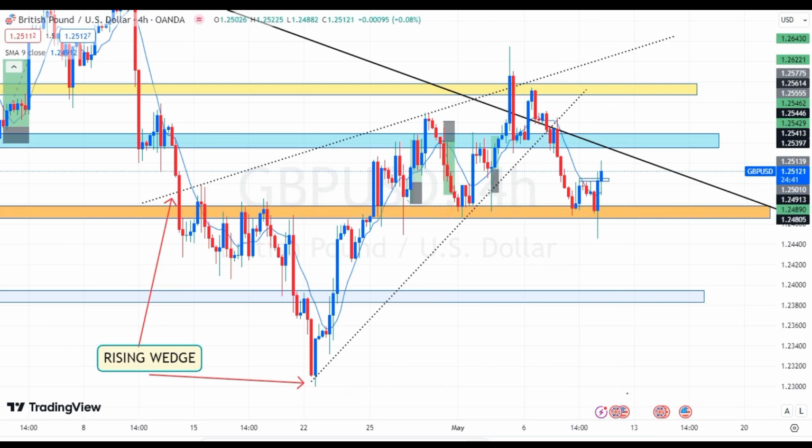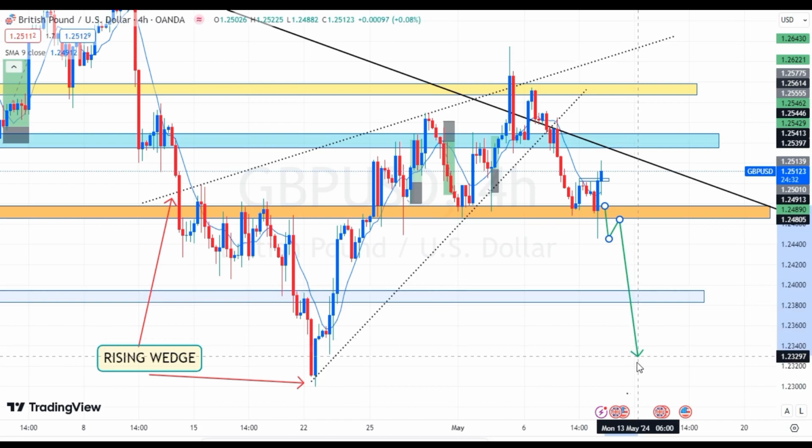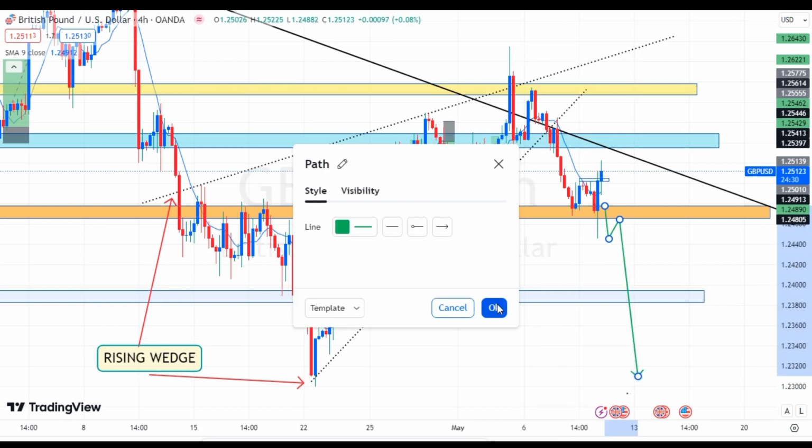I will only be interested in selling if we can close below this zone, the retest, then I will sell to this level and maybe extend to this level. I hope you get it.